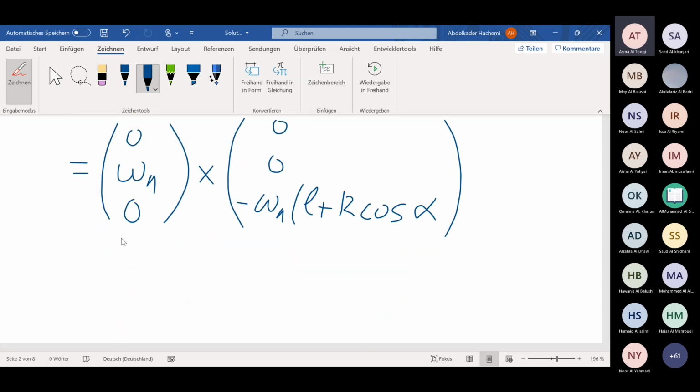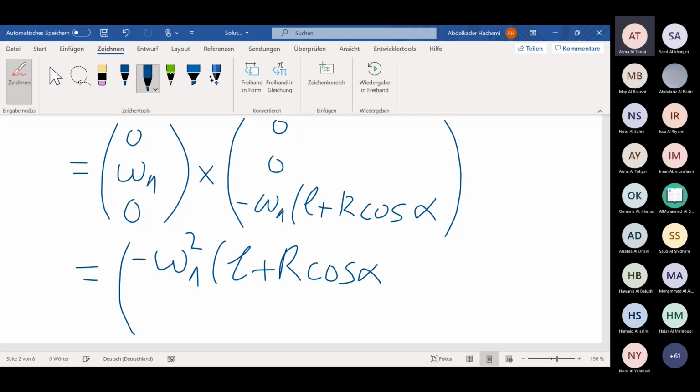Then if we make now the vectorial product, or cross product, we will get here minus omega 1 squared multiplied by L plus R cosine alpha, 0 and 0.